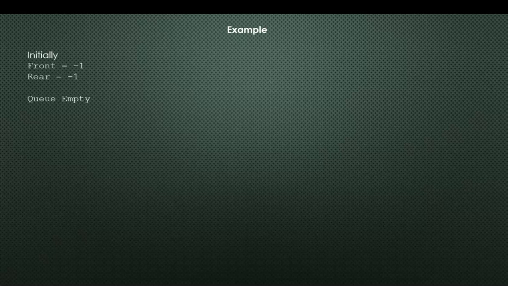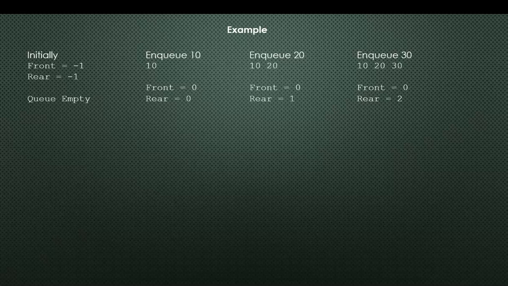Fine? Right. Let us walk through an example. Let's understand the complete flow now. Initially, front and rear will be -1, which means the queue is empty. Now I insert 10. Both front and rear become 0. Next, I insert 20. Fine, rear becomes 1. Front remains the same. Next, insert 30. Fine, rear becomes 2. Front remains the same. Done? Yes. So far insertion was performed.